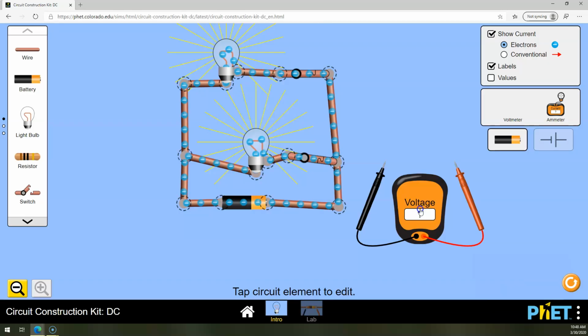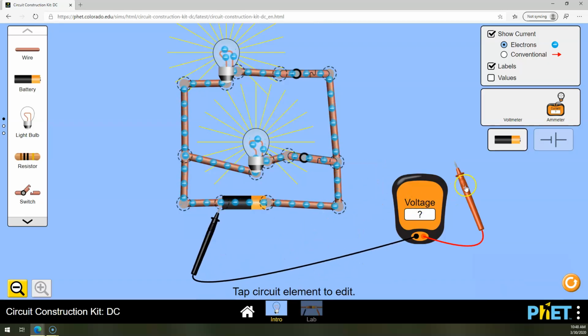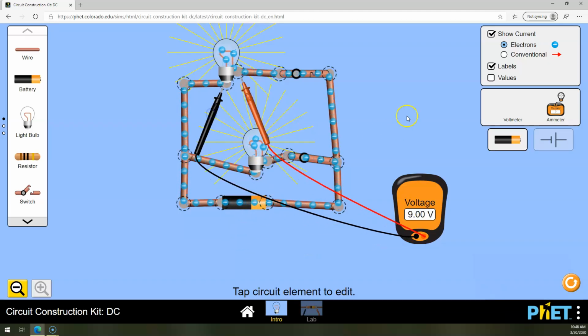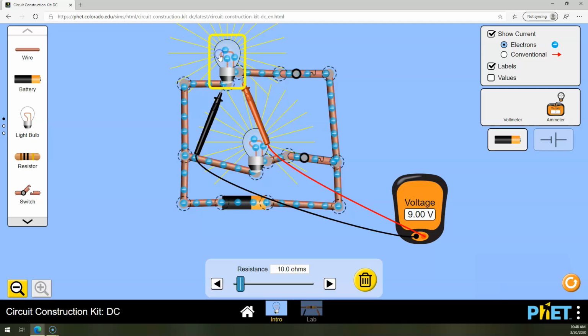Now let's just take this voltmeter and let's just measure the voltage on the battery. Hey, what do you know? The voltage on the battery is 9 volts. Let's measure the voltage on the light bulb. What do you know? It's 9 volts. And what do you know up here? It's going to be 9 volts. Even if I change my resistance, okay, it's still 9 volts.